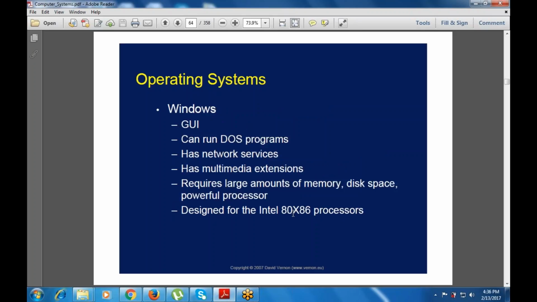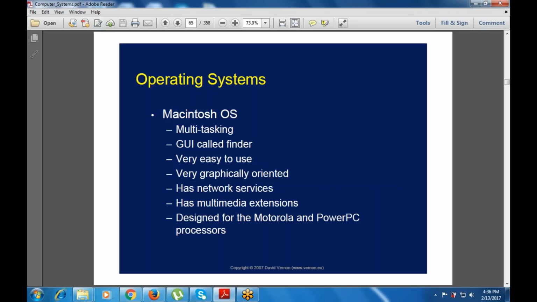The next one is Windows. Now, this is again the opposite of DOS. So Windows is a GUI, that is a graphical user interface, can run the DOS programs and has network services. One of the main concepts used is the network service. That means this operating system known as Windows has network services. And this also requires a large amount of memory, disk space, and a powerful processor. Then designed for the Intel 80x86 processor.